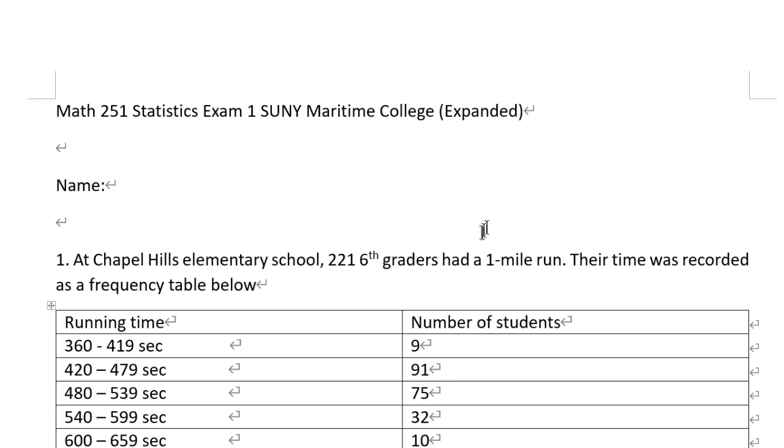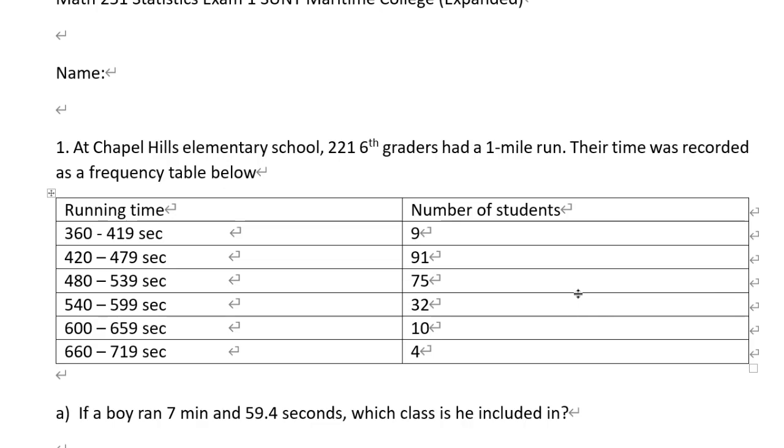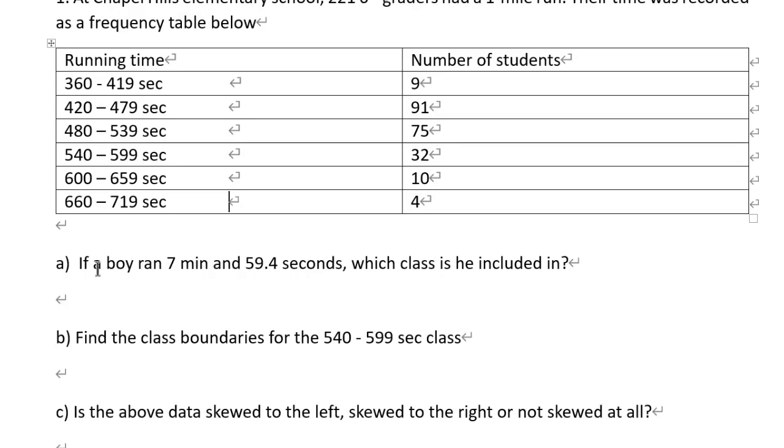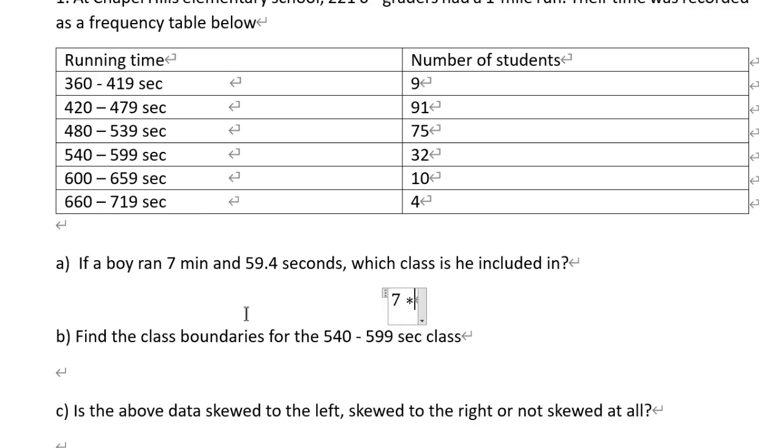The first question here is regarding 221 data points of 6th graders' 1 mile run. And the first question is asking which class should 7 minutes and 59.4 seconds belong to? Well, you need to convert 7 minutes into seconds because everything here is in seconds. So you have to multiply 60 to 7 and then add the 59.4. 7 times 60 is 420, so you can see that this is 479.4.